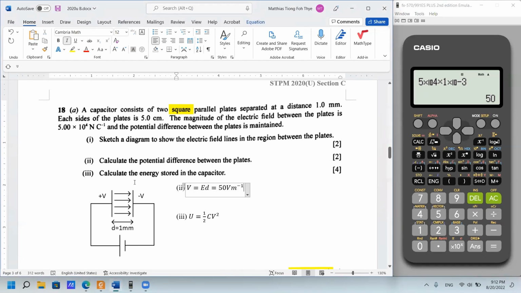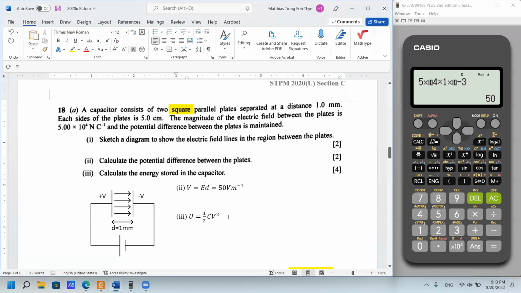So now the next question is to calculate the energy stored in the capacitor. We have the formula of half CV squared, or half QV, or half Q squared over C. We don't have the charge, so probably we can find out the capacitance, because we have the distance of separation and also the area of the plates.